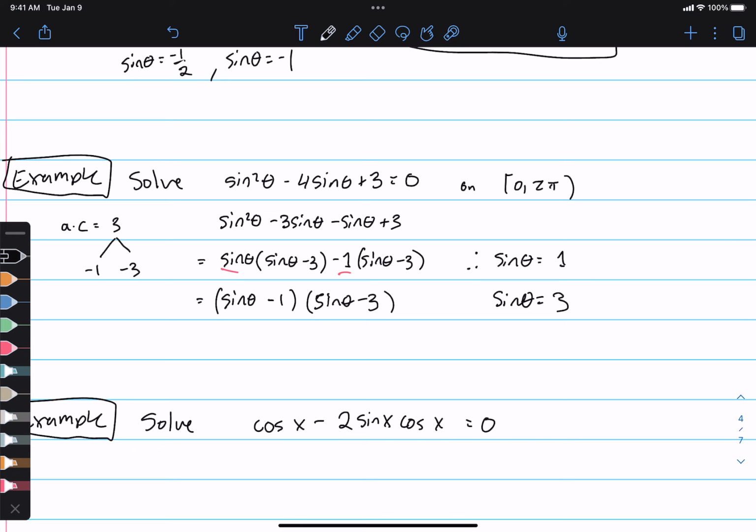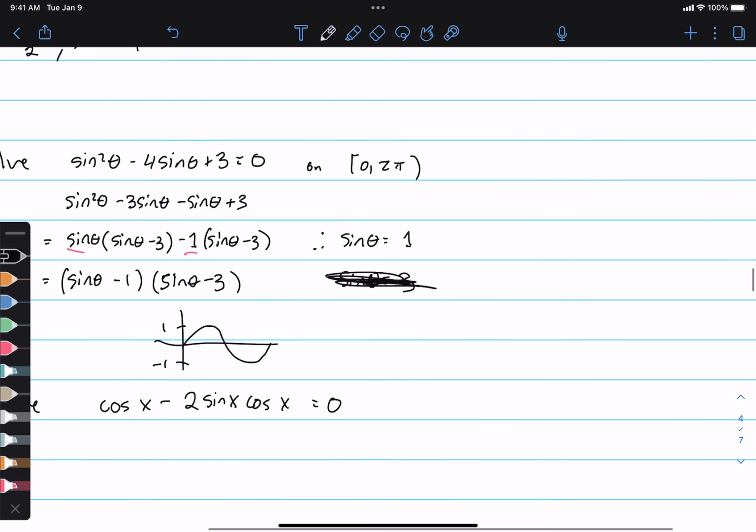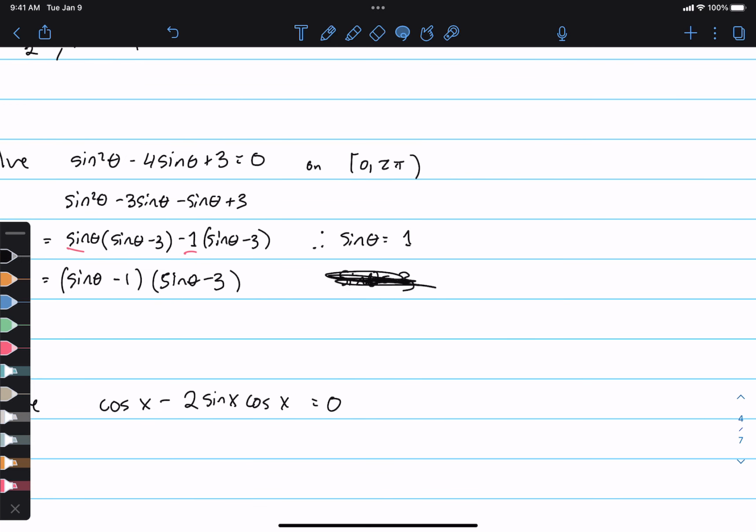But we know that sine theta can only be at most 1, right? So it goes up and down, but its maximum value is 1, and its minimum is negative 1, sort of what the sine graph looks like. That's cosine. And so we cannot have sine theta equals 3, so we're going to ignore this. We just want to solve for the theta values where sine theta is 1, and this is only going to happen on this interval right here, at pi over 2.